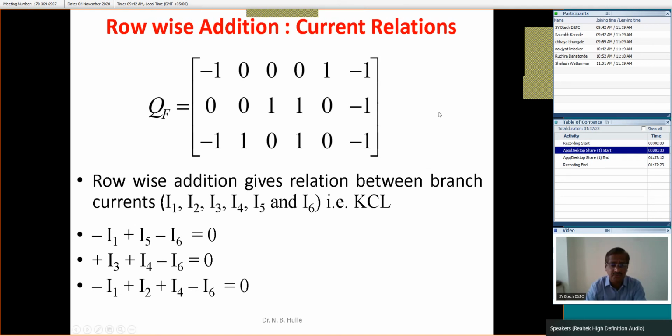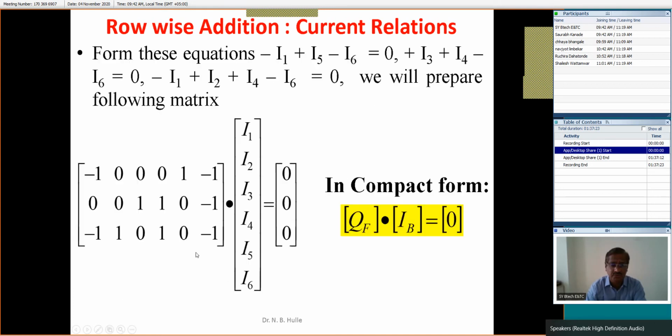Now, if I proceed further, I will copy these equations and organize them in matrix form. How is the first equation? This row and this column is equal to 0, because everywhere we have 0. This is minus 1, I2 is 0, I3 is 0, I4 is 0, I5 is plus 1, and I6 is minus 1. This row and this column give this equation. Indirectly, from these equations, we are preparing this matrix.